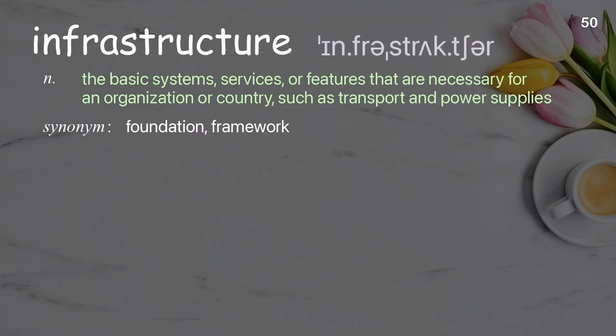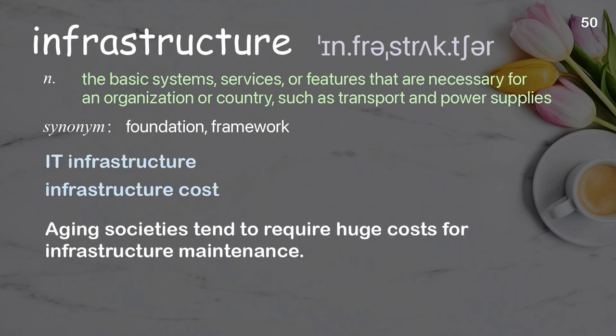Infrastructure. The basic systems, services, or features that are necessary for an organization or country, such as transport and power supplies. Examples: IT infrastructure. Infrastructure cost. Aging societies tend to require huge costs for infrastructure maintenance.